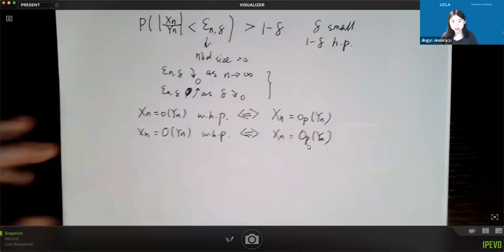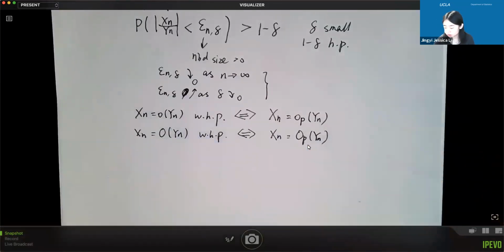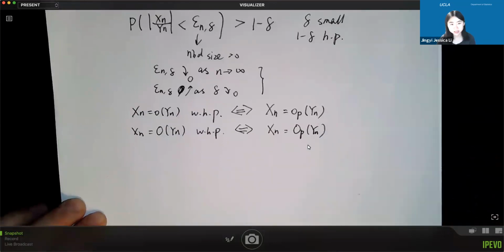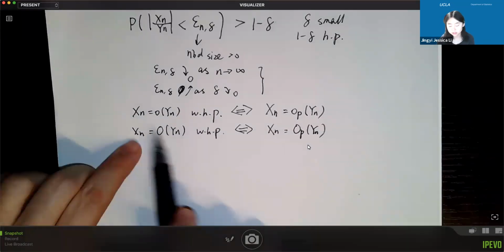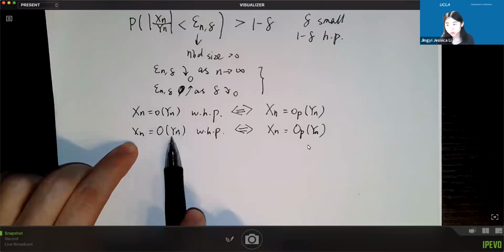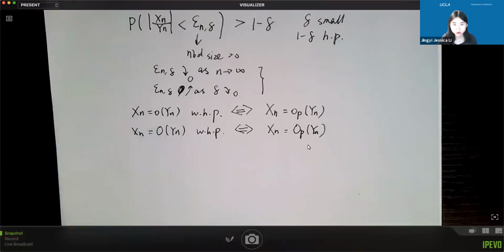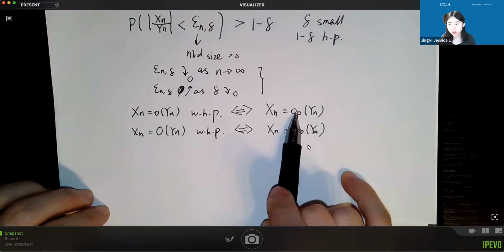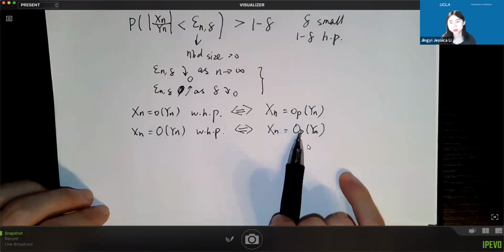And similarly, if we have xn equals big O ym with high probability, we say xn is big OP ym. So basically, the small o and big O were still carried over from our understanding of constant sequences an and bn, which we used in last lecture. But once things become random variables, we talk about random variables with high probability. So if those big O, small o relationships still hold with high probability, then we change small o to small OP, big O to big OP. That's it.